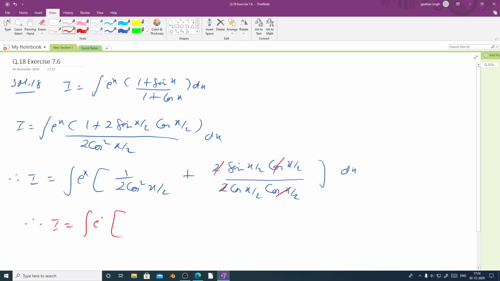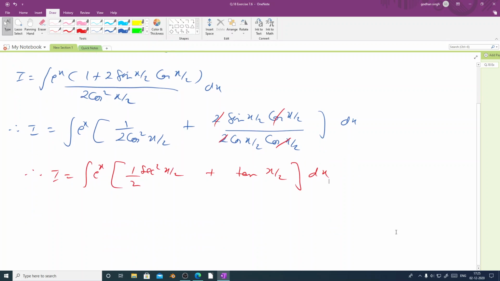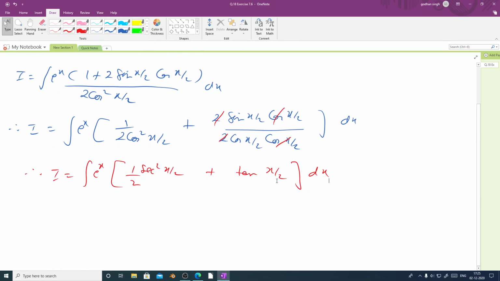So writing e raised to x, and we know that 1 by cos is sec, so it will become sec square x by 2, plus tan x by 2, and here dx. Now we can clearly see that if we take tan x by 2 as f(x), then the differentiation of that will be equal to half sec square x by 2. So that is what we'll do.